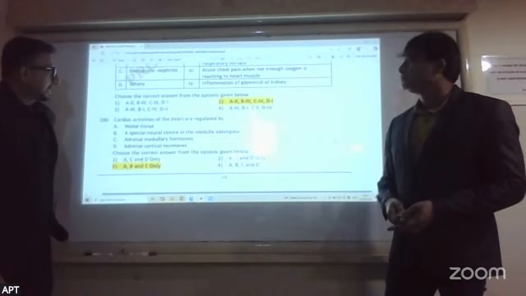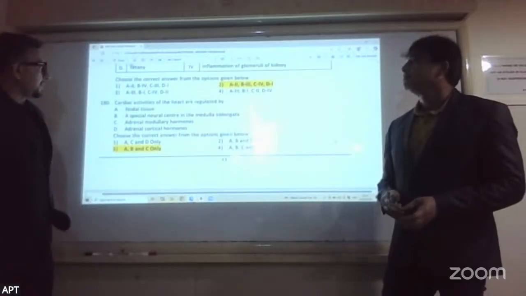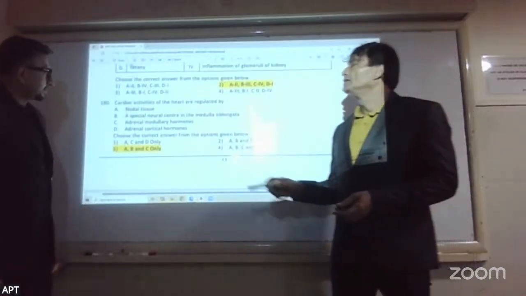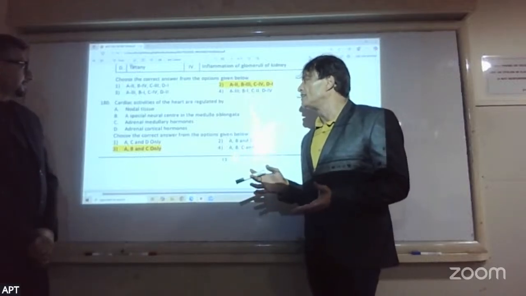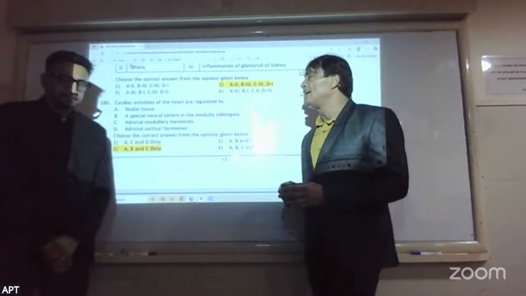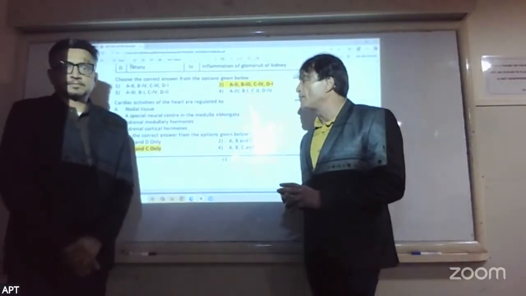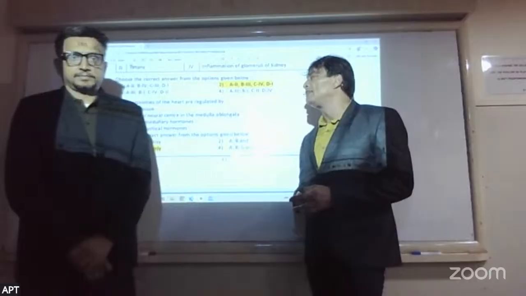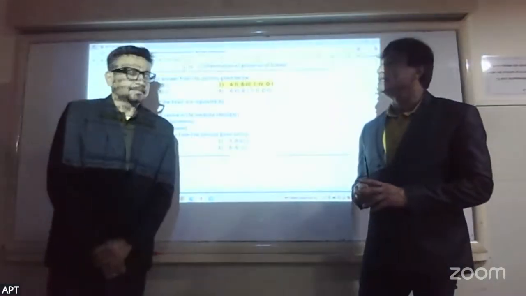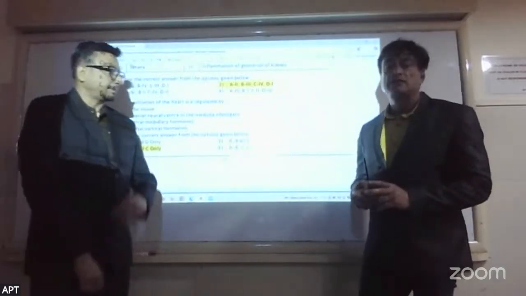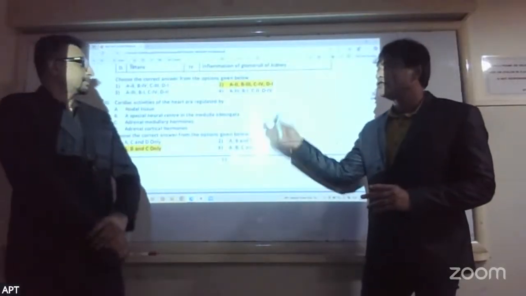And last, cardiac activities of the heart are regulated by. Yes, correct. Nodal tissue, yes. Neural center in the medulla oblongata, yes. Adrenal medullary hormones, epinephrine, norepinephrine, but definitely not adrenal cortical hormones. So answer should be A, B, and C. This is a paragraph given in the circulation chapter, and it is a straight pick-up from there.